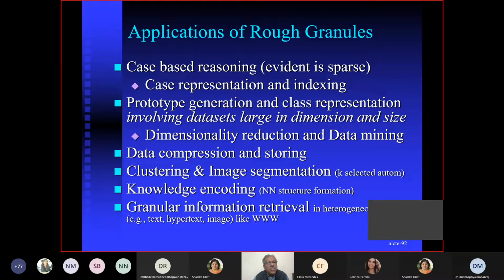So if you have the number of granules 3, then the number of classes I can consider is 3. I can start from K equal to 3 and then start working. So K is very useful. I will show some results. Similarly, knowledge encoding in neural network. That means once you have those rules from the data, I can encode those in the neural network. So the neural network starts from better parameter values than the raw. Therefore, learning time will be reduced further. Similarly, this is a good research topic, granular information retrieval in heterogeneous media, because in text, hypertext, image, as in the WWW, so that is good.